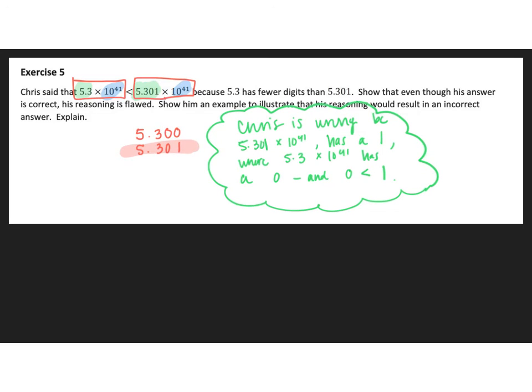His reasoning had a good point. He said, well, it's fewer digits, so it's smaller. But that is not true. It's smaller because the digits are actually smaller. Okay? Let's go ahead and move on to the next one.